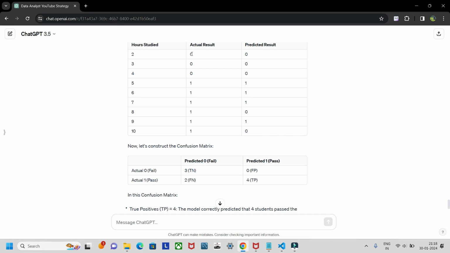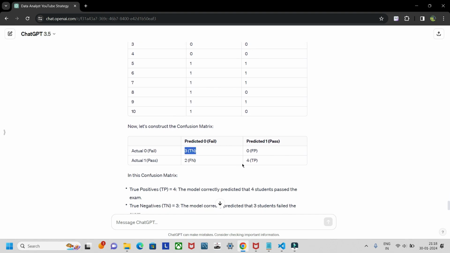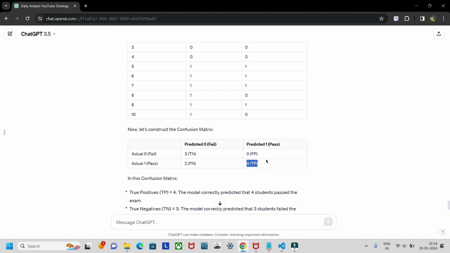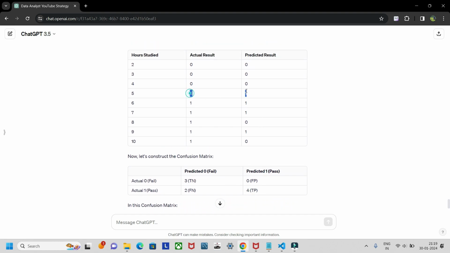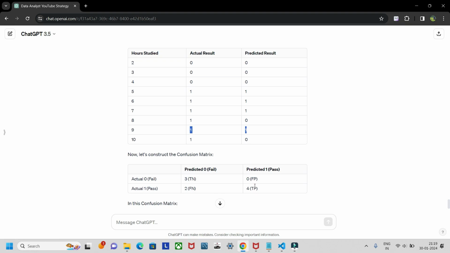That means the student has failed, that is the actual data point, and predicted value is also 0, that is true negative. And if you go to true positive, that is pass. So this is actual pass, that is 1, and 4 out of 9 data points have actually passed, and the predicted result is also passed. So this is 1 data point, this is 2, this is 3, and this one is 4, where the actual and predicted result is 1. So basically the students have passed. So that is true positive values.